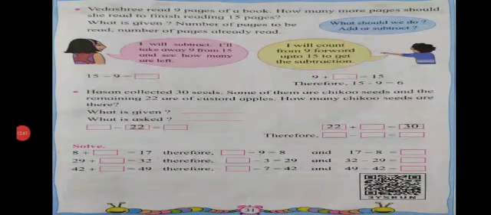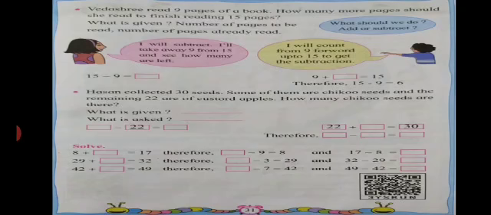Hassan collected 30 seeds. Some of them are chiku seeds and the remaining 22 are of custard apple. How many chiku seeds are there? What is given? Total number of seeds and custard apple seeds. What is asked? Number of chiku seeds.